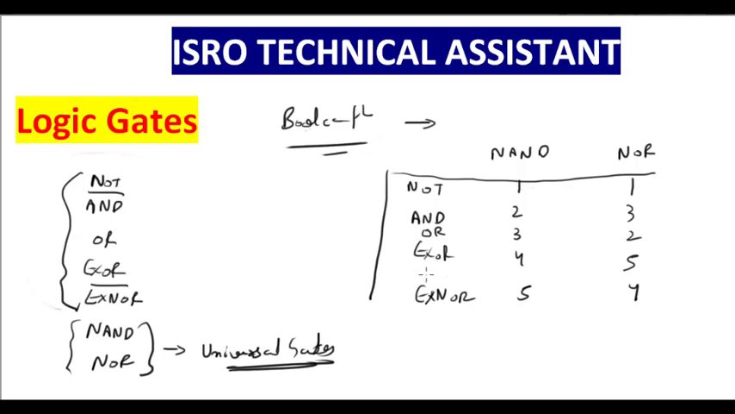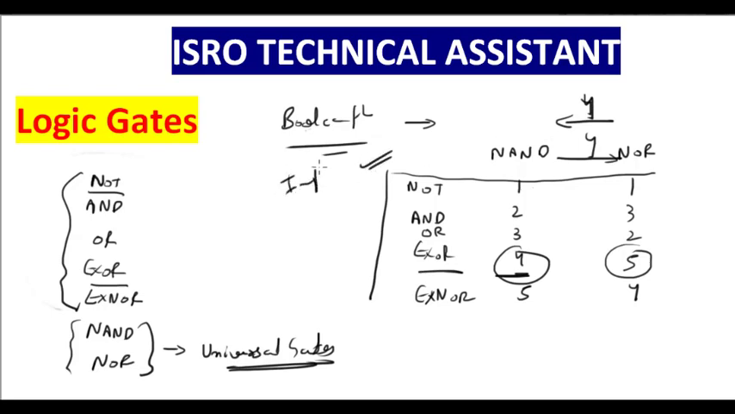How many NAND gates are required to implement an XOR gate? Only 4 NAND gates are required. How many NOR gates are required to implement an XOR gate? 5 NOR gates. If the question comes, how many NAND gates are required to implement a NOR gate? Then 4. How many NOR gates are required to implement a NAND gate? 4. Remember this table. This is very, very important.